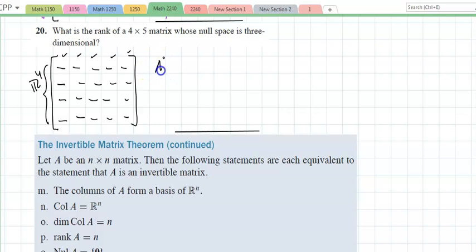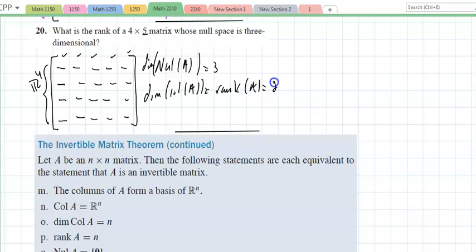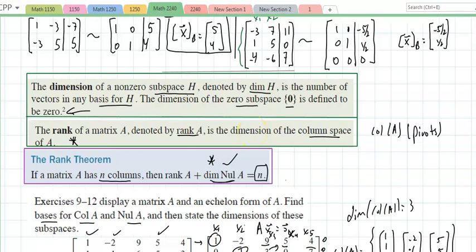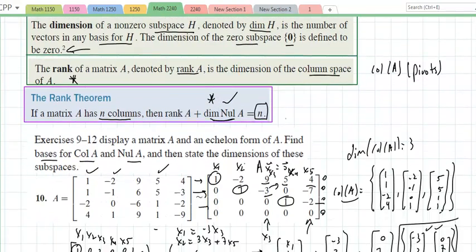If the dimension of the null space of A is 3, what does that mean? We have 3 free variables out of 5. That means, what is the rank? The rank is the dimension of the column space, right? And that must be 2. So between the null space and this theorem right here, what was it? Right there, that theorem: the rank of A plus the dimension of the null space must equal n.